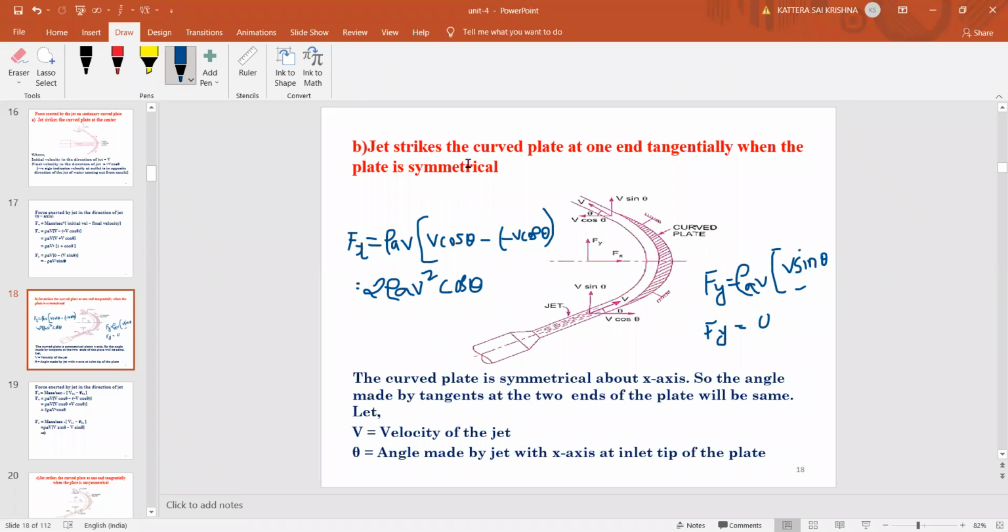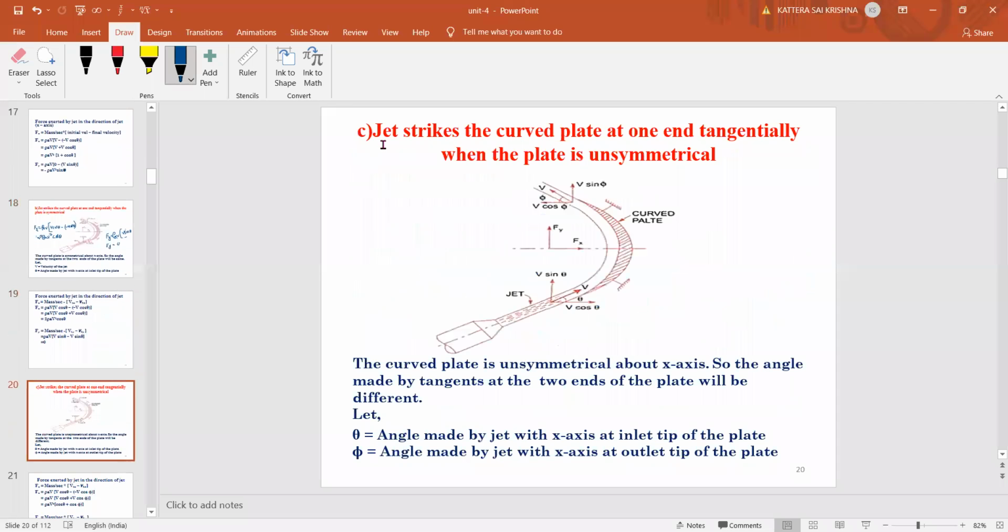That is for unsymmetrical curved plate. Okay, so jet strikes the curved plate at one end tangentially when the plate is unsymmetrical. So the only difference we'll have here is at the outlet of the plate we don't get the same angle because it is unsymmetrical. So the symbol phi is taken here.